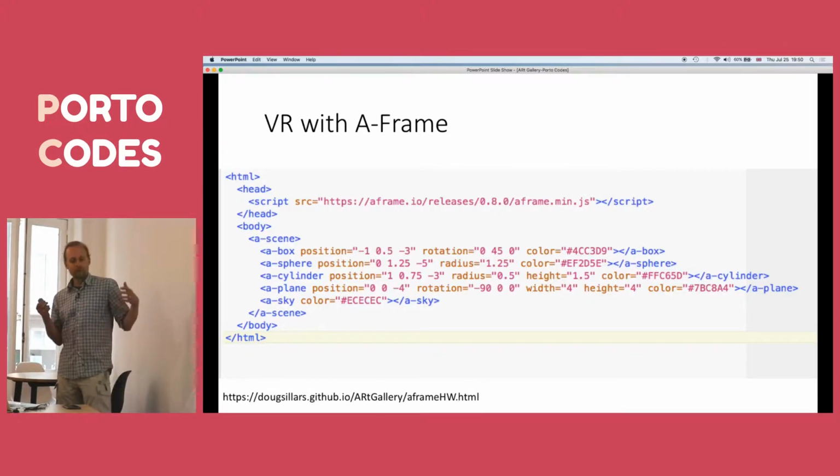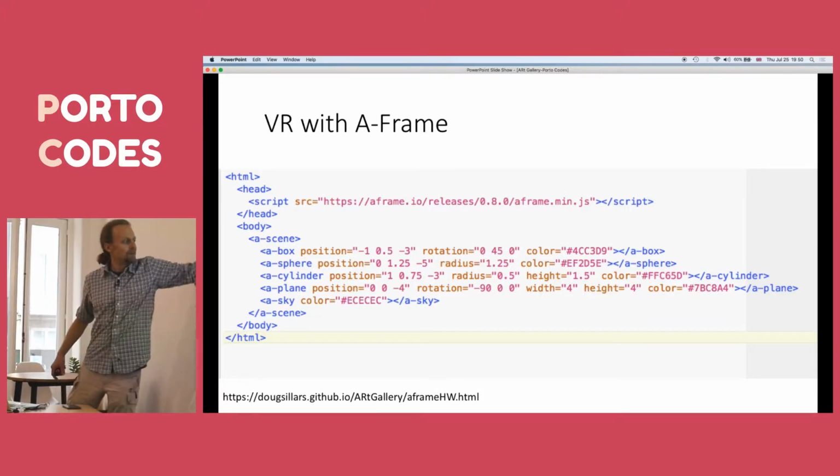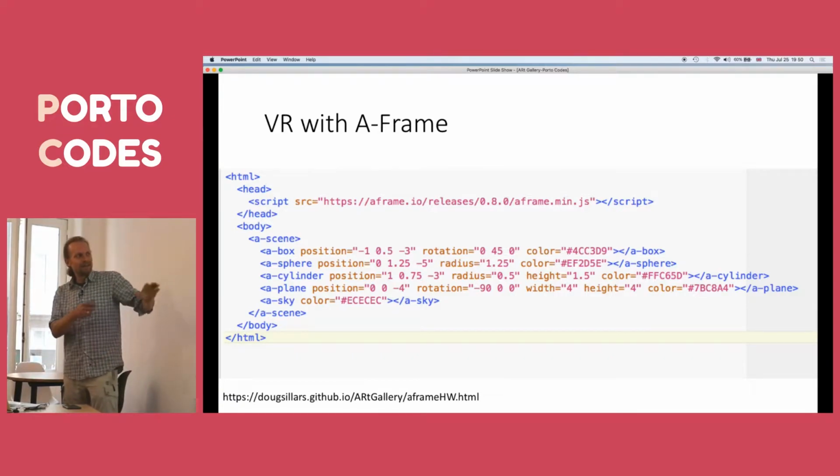So what's really cool about A-Frame is, if you've ever looked at HTML, A-Frame sort of looks like semantic HTML. So this is a web page, right? HTML, end HTML, head, body. And then this is the A-Frame stuff. I'm opening an A-Frame scene, I close an A-Frame scene, and in that scene I put an A-Frame box, sphere, cylinder, plane, and sky. And then there's positions and stuff, and we'll talk about that in a second.